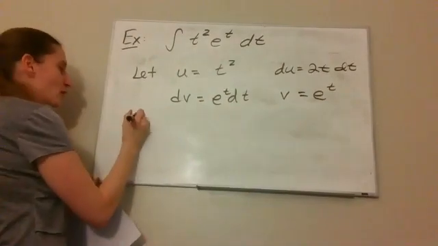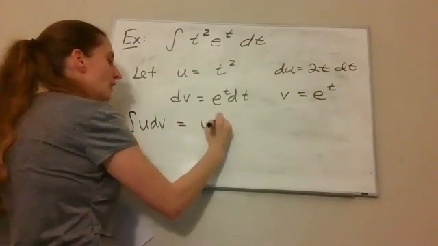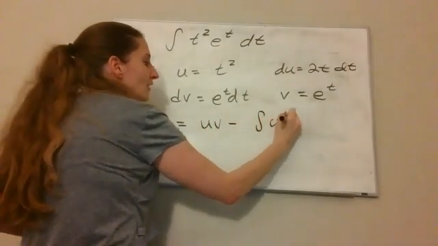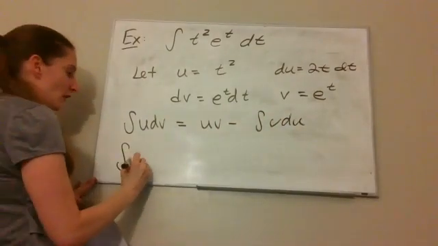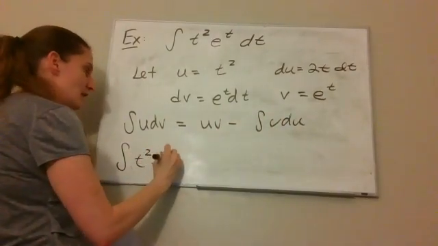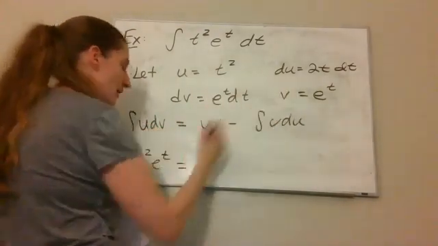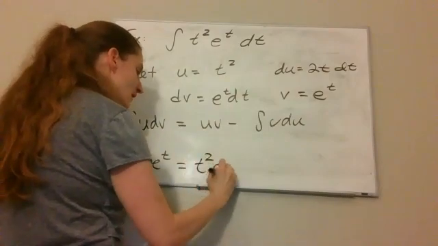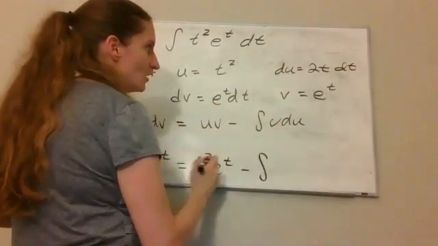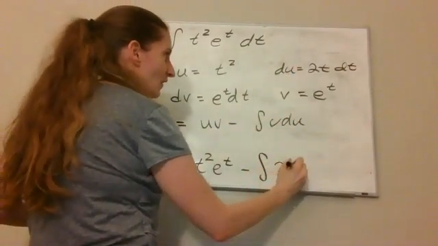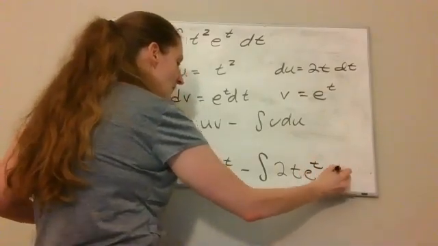So then remember the formula. Integral of u dv equals uv minus integral v du. So I have the integral of t squared e to the t equals u times v. So that's t squared e to the t minus the integral of v times du. So I'm going to write that as 2t e to the t dt.